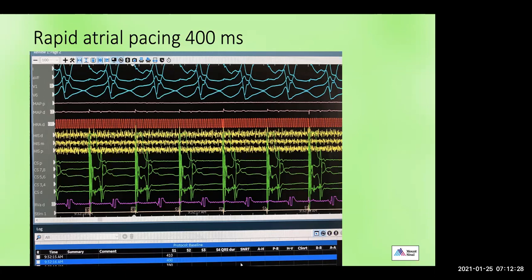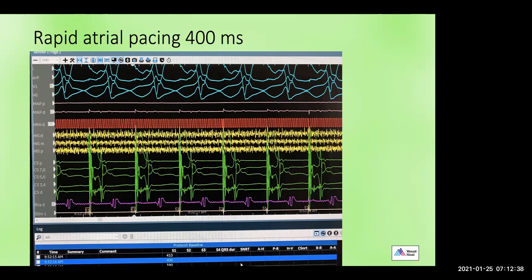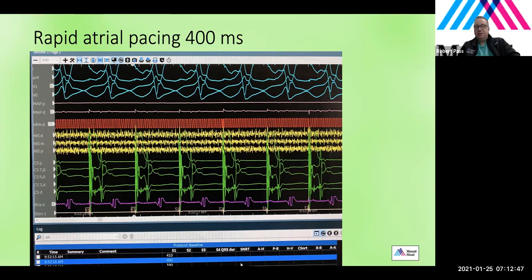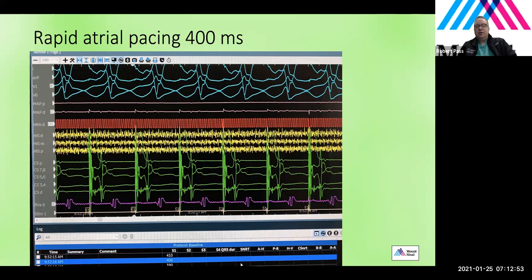So how does rapid atrial pacing tell us if somebody is at risk for sudden cardiac death? If you know their accessory pathway conducts above a certain heart rate, say 250 beats per minute, then they're more at risk for sudden cardiac death. That's correct. So what we're doing here, what Josie is doing, is pacing the atrium faster and faster.